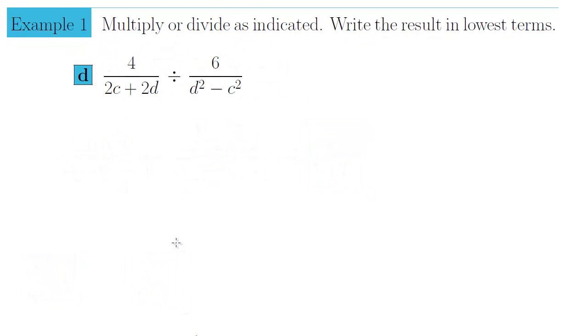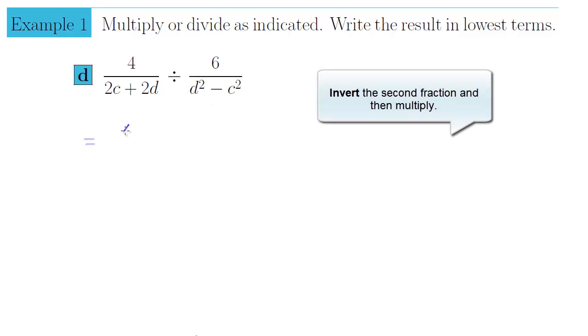Finally, example 1D. Multiply or divide as indicated. Write the result in lowest terms. 4 over 2c plus 2d divided by 6 over d squared minus c squared. Again, this is a division problem, and to divide two rational expressions, we want to invert the second and multiply. So that means we have 4 over 2c plus 2d times d squared minus c squared all over 6.